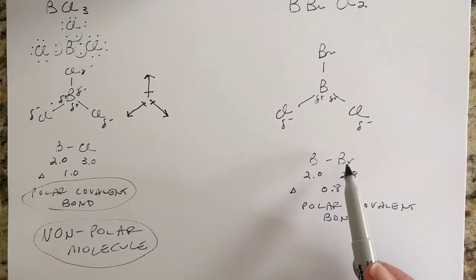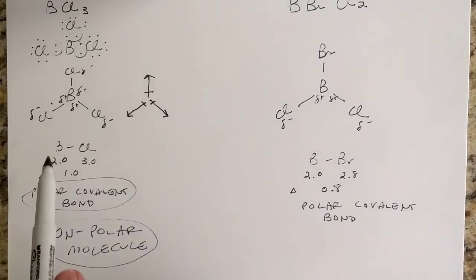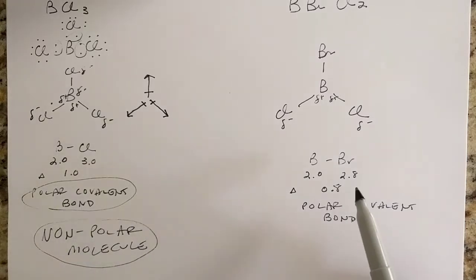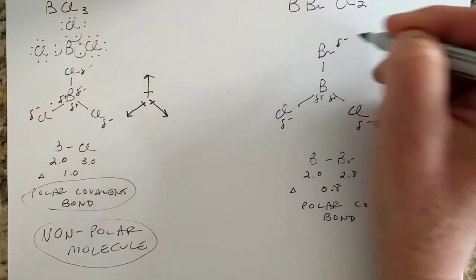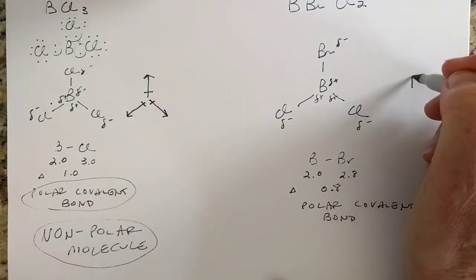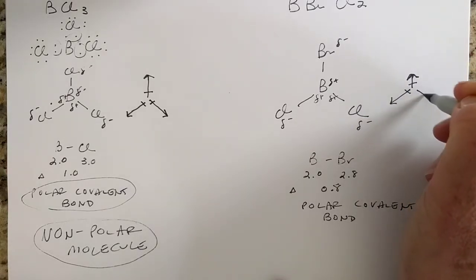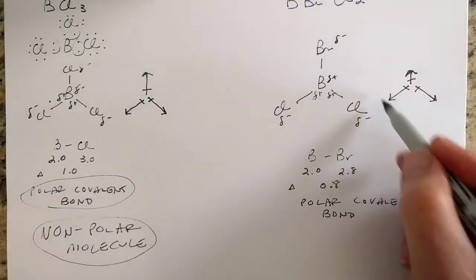However, the bromine-boron bond has a lower difference than the boron-chlorine. Chlorine's stronger. Chlorine's pulling electrons towards itself better. Chlorine is producing more of a dipole with the boron than bromine is. So our bromine still has a delta minus, but it's a little bit smaller than the chlorines. So if we were to draw those dipoles, the one for the bromine is a little bit smaller. So these do not cancel out.